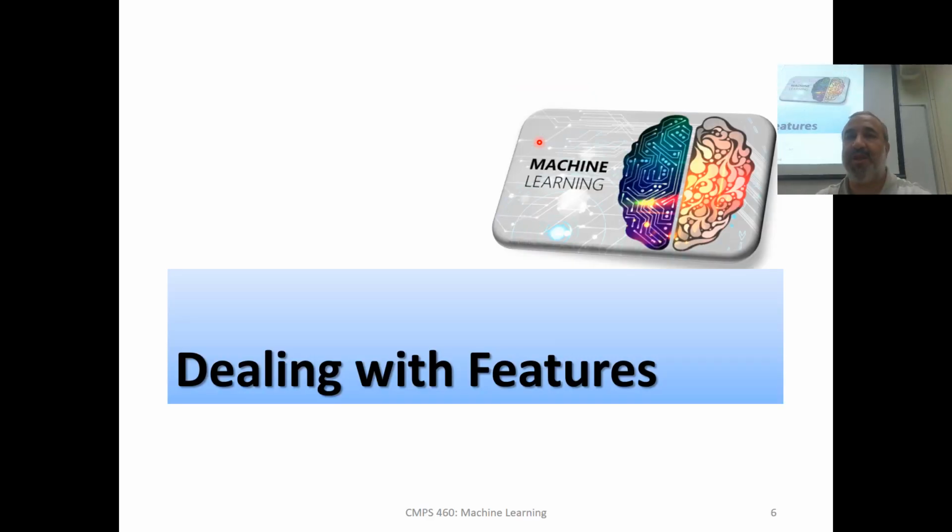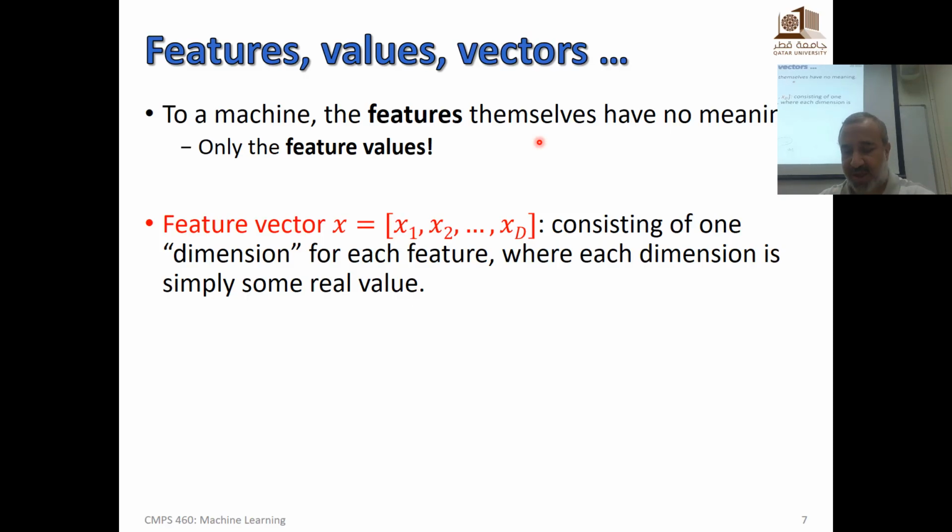And the rest of the lecture, we will talk about features, how to deal with features. So the first thing: what do we mean by features, or how does the machine learning algorithm actually treat features? Does the learning algorithm understand what features mean? If you remember the playing tennis example, the cloudy and the temperature and so on, the meaning of the features itself, is it seen by the learning algorithm?